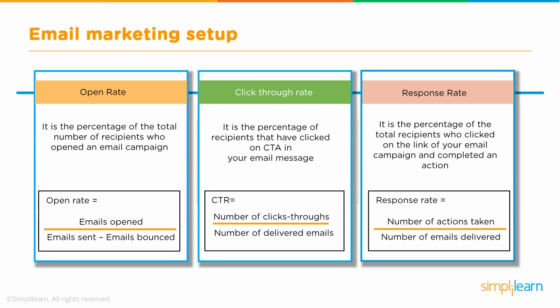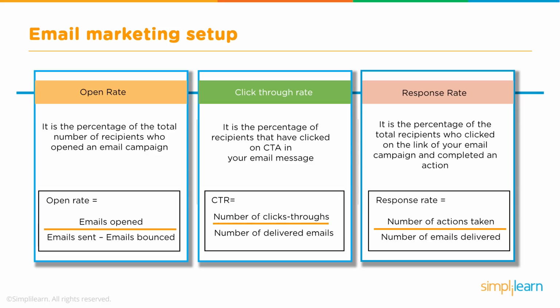And then response rate. It's the percentage of the total recipients who clicked on a link in your email campaign and actually completed the action. So in our example, we're trying to get people to click on the shopping call to action and get them to purchase. So we sent 100 emails, and of the 25 who actually clicked, we had 10 who actually took action and purchased. So 10 divided by 100 is 10%. So you have open rate, click-through rate, and response rate. Those are some key metrics for email marketing.